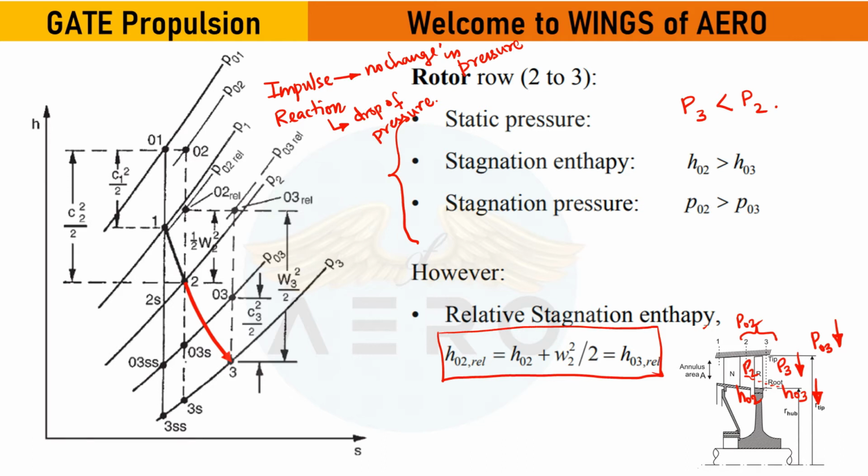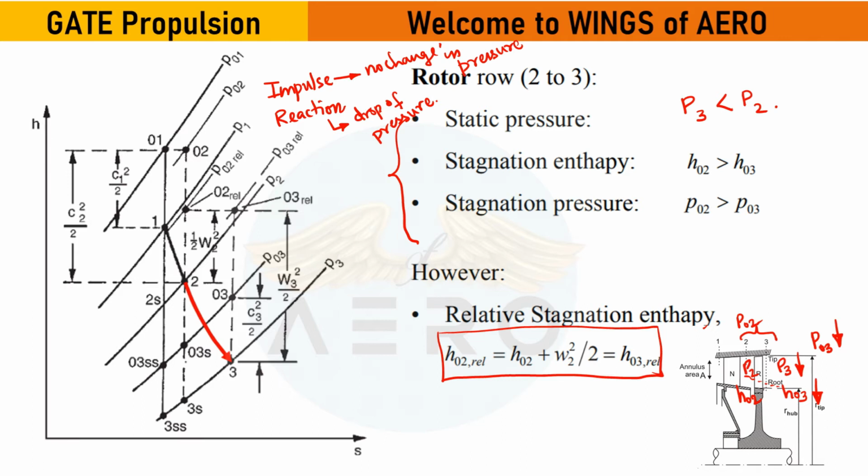Okay. Now tell me, is it clear what the changes are between this rotor and the nozzle? The changes in the static pressure, stagnation enthalpy and the stagnation pressure. Is that clear?